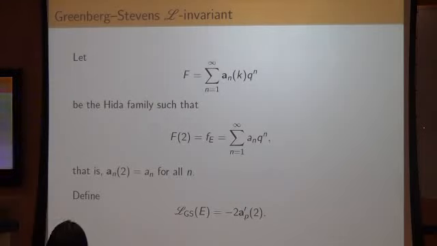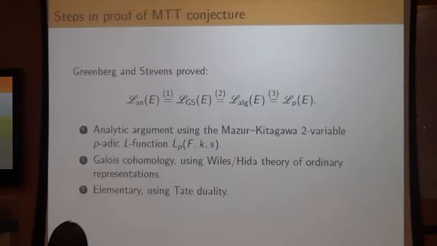And what Greenberg and Stevens realized is that the important thing is the derivative of the pth Fourier coefficient of this family at the point that you're interested in, at 2. So when you specialize to 2, a_p(2) would just be a_p, which in the case of our assumption would just be 1. With split multiplicative reduction, that's just 1. So a_p(2) is just 1, but the derivative there is somehow encoding these L-invariants up to this factor of -2. Okay? So that's what they proved.